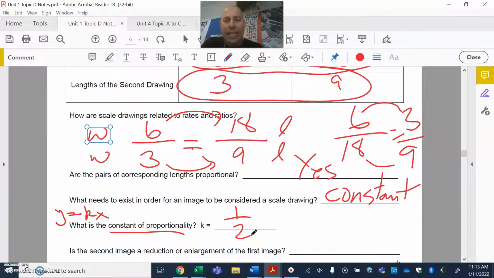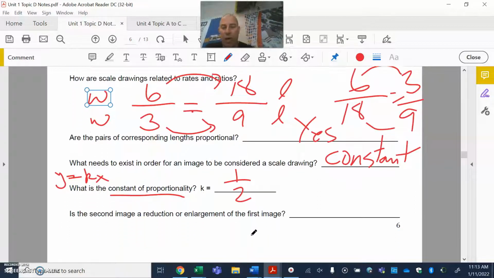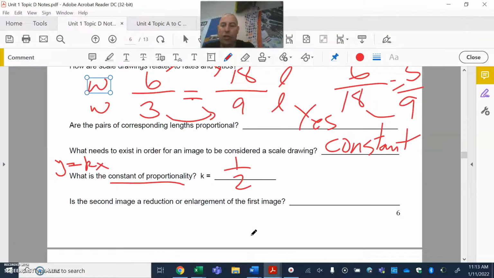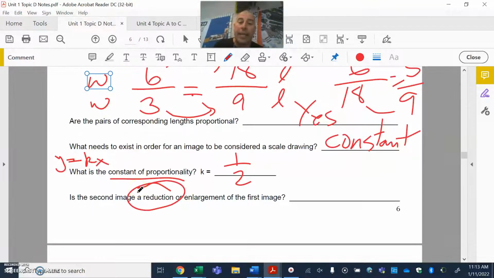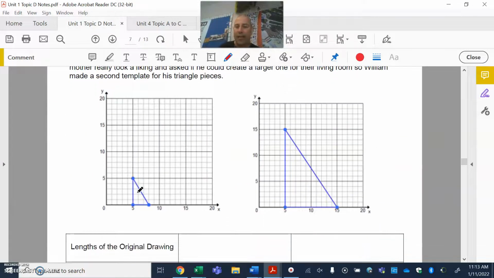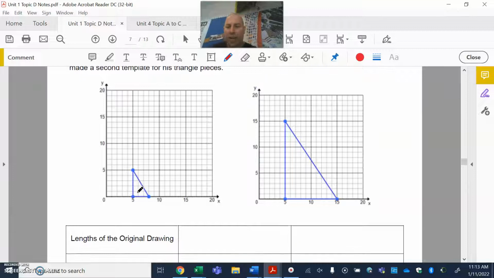Really what we're looking at here is, did you get bigger or did you get smaller? Got smaller. So that means it's going to be a fraction. It's going to be smaller than 1. So if you're ever like, is it 2? Is it 1/2? When I flip it around, which one is it? Well, if you got bigger, your constant's going to be bigger than 1. If you got smaller, it's going to be smaller than 1. So is it a reduction or enlargement? Yeah, it's a reduction. It got smaller.